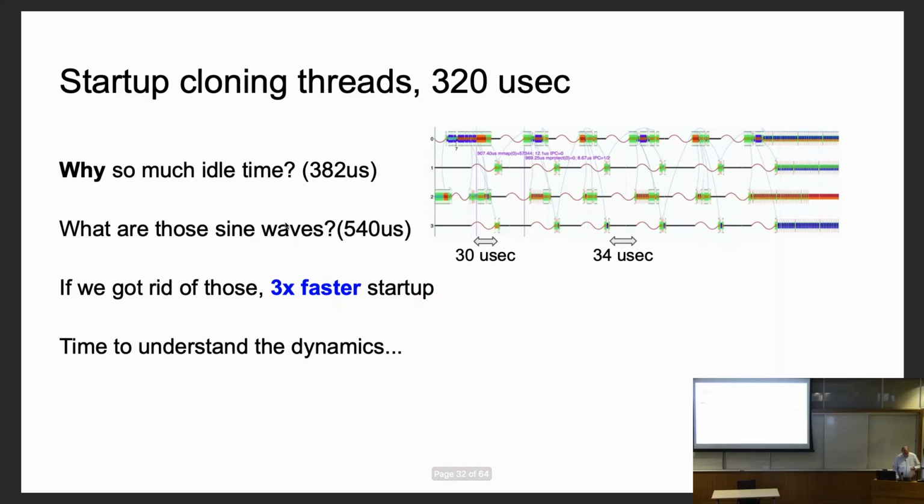So, in fact, there's 382 microseconds of idle time. This 320 is elapsed time, so there's four times that total time to be accounted for. 540 microseconds are the sine waves that we'll get to. If we could get rid of those two, this whole startup would be three times faster. So we'll get back to that a bit.